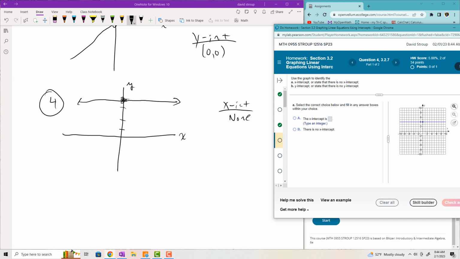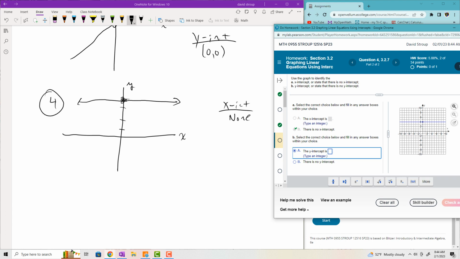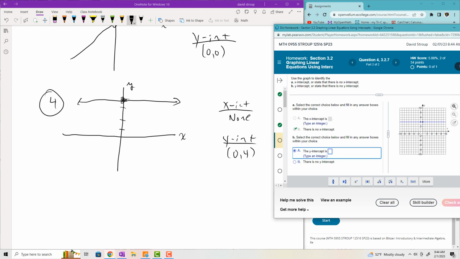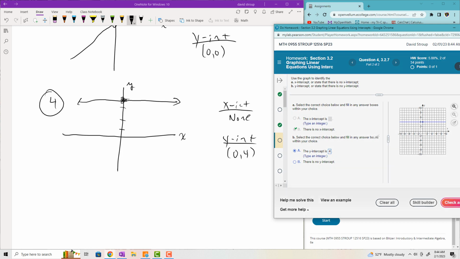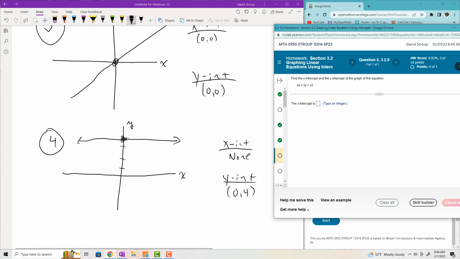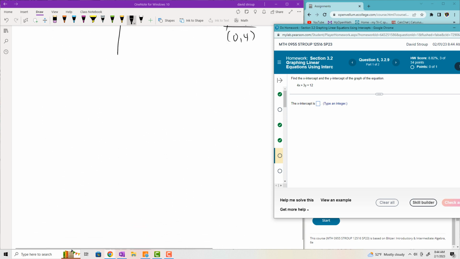So over here in the homework, you just got to type in there's no x-intercept, great. And then there is a y-intercept though. So the y-intercept is at the location 0, 4, and of course you'll type in the y-coordinate, which is 4. Yay.